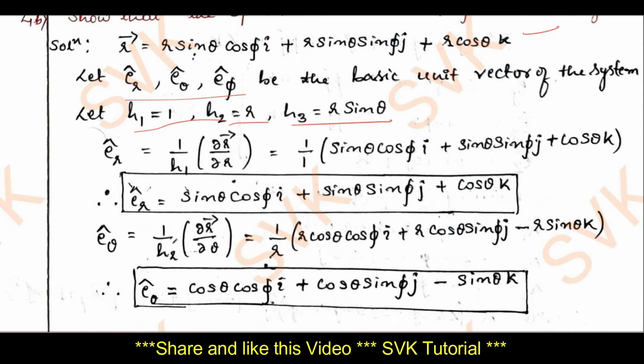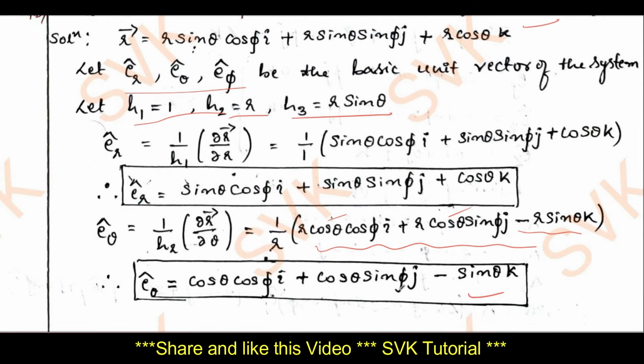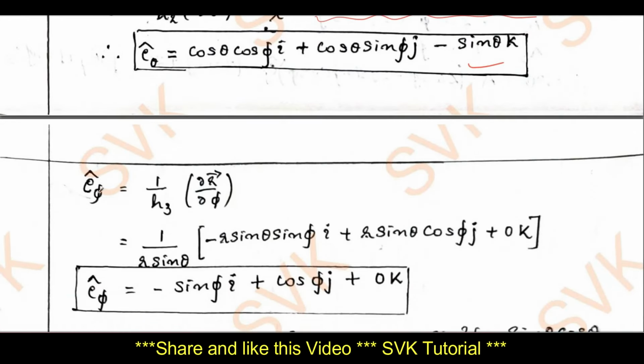Similarly find out e theta cap. E theta cap is given by the formula 1 over h2 del vector r by del theta, which is 1 over r times del r by del theta. We are differentiating vector r with respect to theta, and we get these i, j, k components. With respect to theta, wherever you have a sin theta term, differentiate: the derivative of sin theta is cos theta, and the derivative of cos theta is minus sin theta, along with the constants. Dividing by r, we get e theta cap.